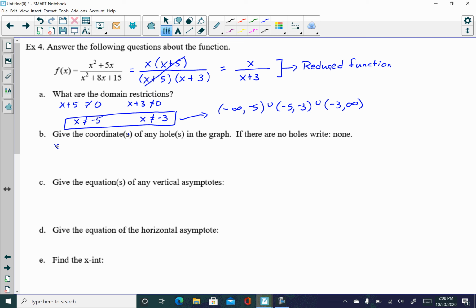So since x plus 5 was a factor that canceled out, you set that equal to 0 and solve for x. So x equals negative 5. We're going to have a hole at negative 5.